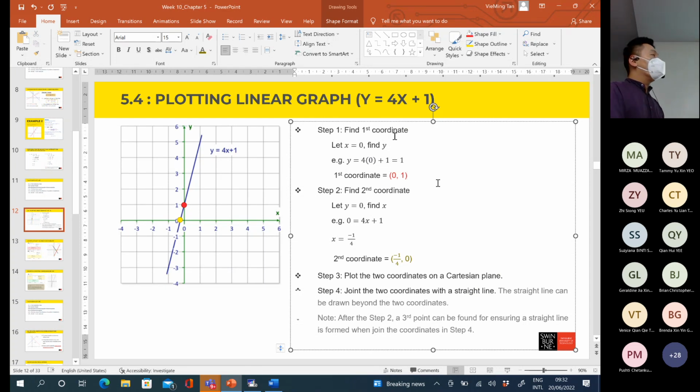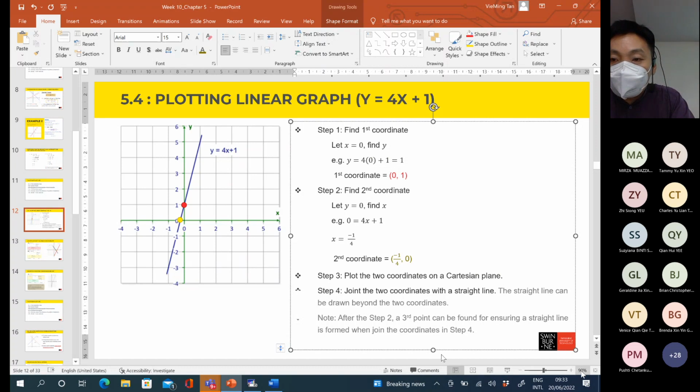Then step 2 is we have to find another coordinate on the line of this equation. How to do so? We can let y be equal to 0 now. Assume y is equal to 0, then we can get x. So if y is equal to 0, the left hand side is equal to 0: 0 is equal to 4x plus 1.